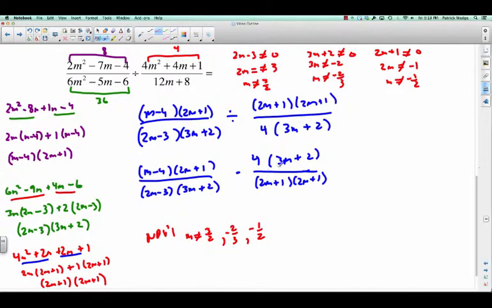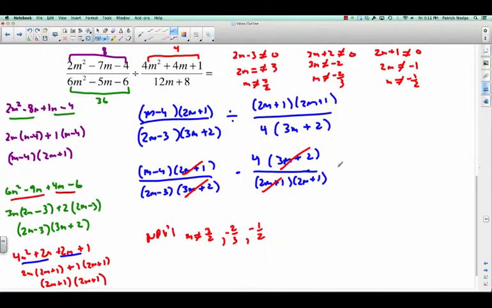We're ready to cancel. Can I cancel out this 2m plus 1 and this 2m plus 1? No, you can't. It has to be 1 on top, 1 on the bottom. Luckily, we have 1 on top. Should I cancel both of them out? No, just cancel 1. Which one? Doesn't matter. I'll do that one. I see a 3m plus 2 and a 3m plus 2, and I believe that's it.